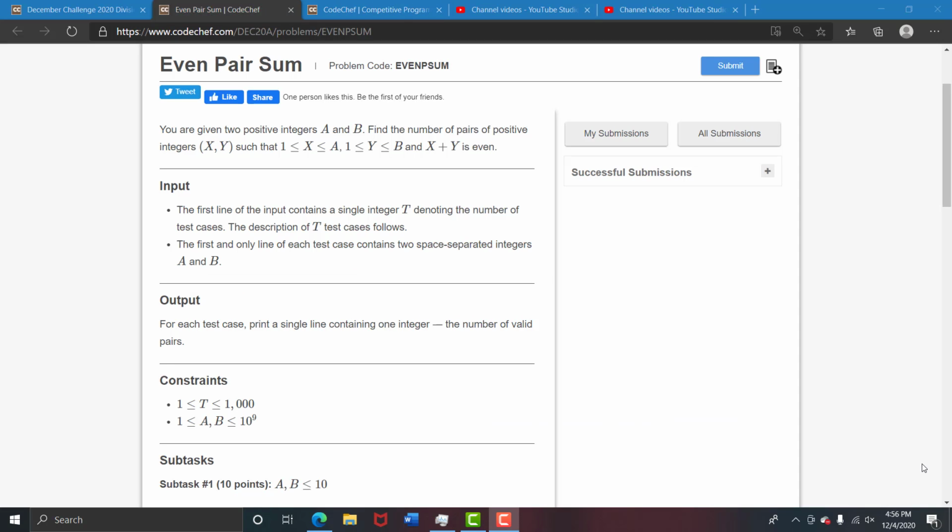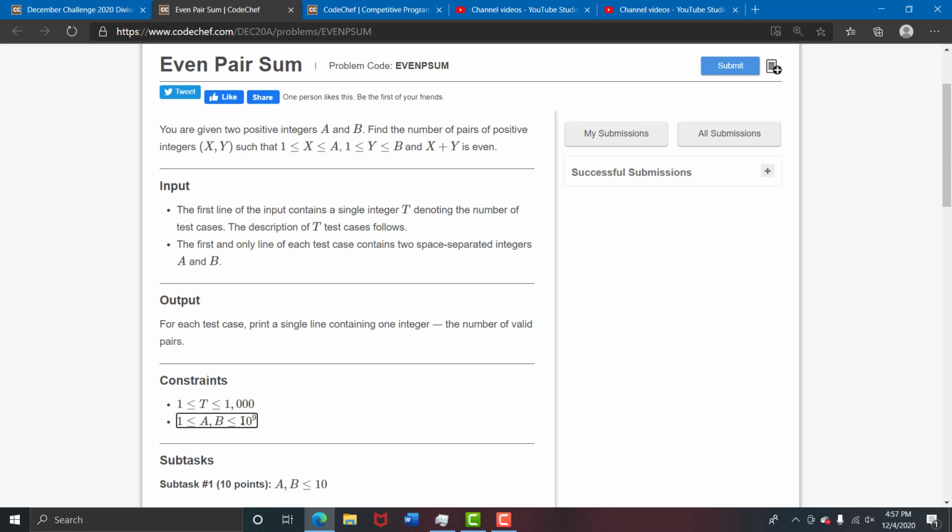So this is the question, Even Pair Sum. In this question, you are given two positive integers, A and B. And you need to find the number of pairs of positive integers x, y, such that x belongs to [1, A], and y belongs to [1, B], and x plus y is even. So this is basically a very easy, straightforward question on parity. And you are given T number of test cases and A, B.